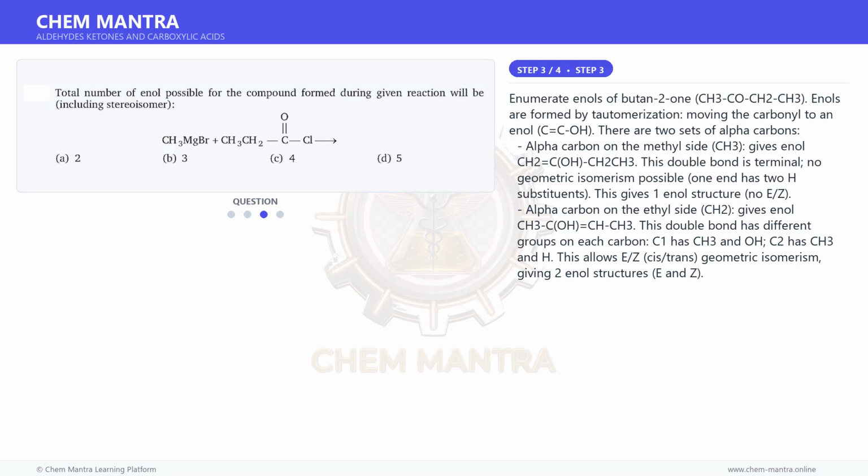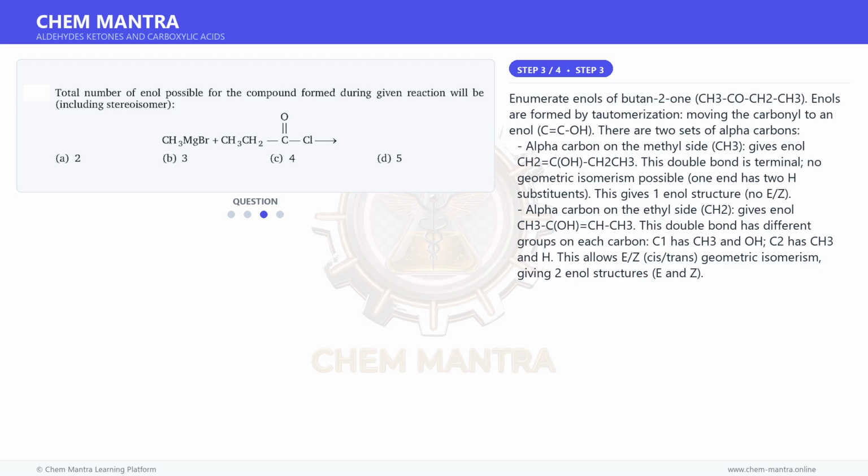Enumerate enols of butan-2-one, CH3COCH2CH3. Enols are formed by tautomerization, moving the carbonyl to an enol, C=C-OH. There are two sets of alpha carbons. The alpha carbon on the methyl side, CH3, gives the enol CH2=C(OH)CH2CH3. This double bond is terminal, so no geometric isomerism is possible, since one end has two H substituents. This gives one enol structure, no E/Z.